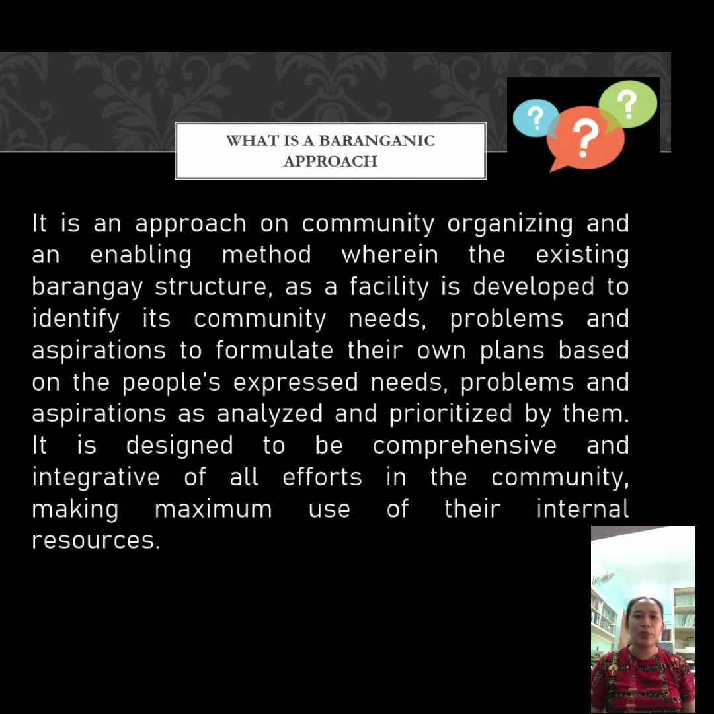So in this kind of approach, all of them will be gathered, they will be developed in order for them to formulate their plans so that they can solve whatever be their problems, issues, or if they have the target that they want, they can actually motivate themselves to achieve the goal or the targets that they have within the community. And it is designed to be comprehensive and integrative of all efforts in the community.